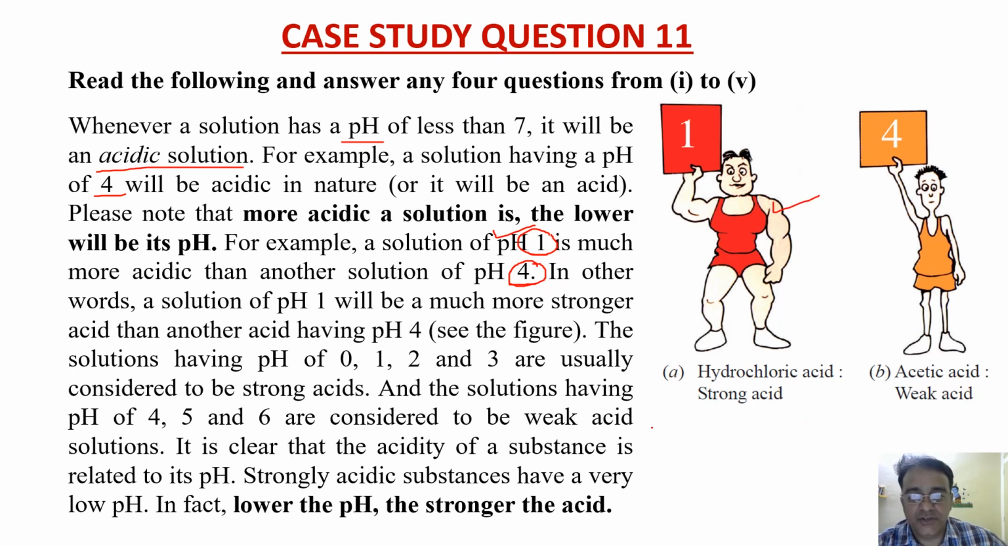Okay. So the solutions having pH of 0, 1, 2 and 3 are usually considered to be strong acids, and the solutions having pH of 4, 5 and 6 are considered to be weak acid solutions. It is clear that the acidity of a substance is related to its pH. Strongly acidic substances have a very low pH. In fact, the lower the pH, the stronger the acid. Okay, so now based on this, a few questions have been framed. So let us start the question.